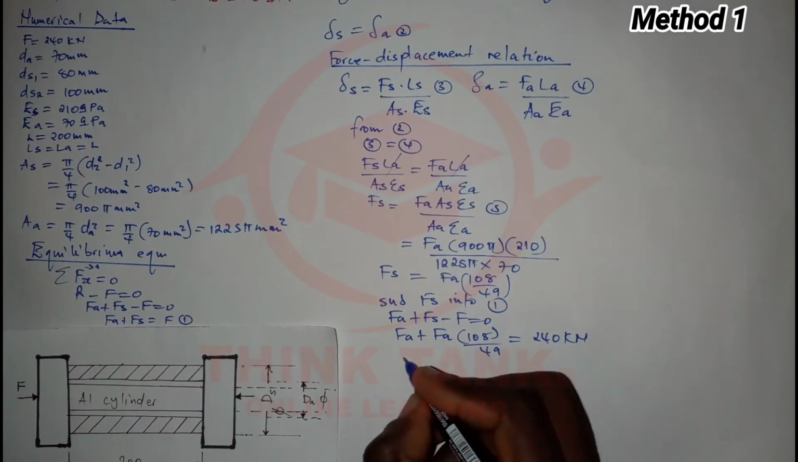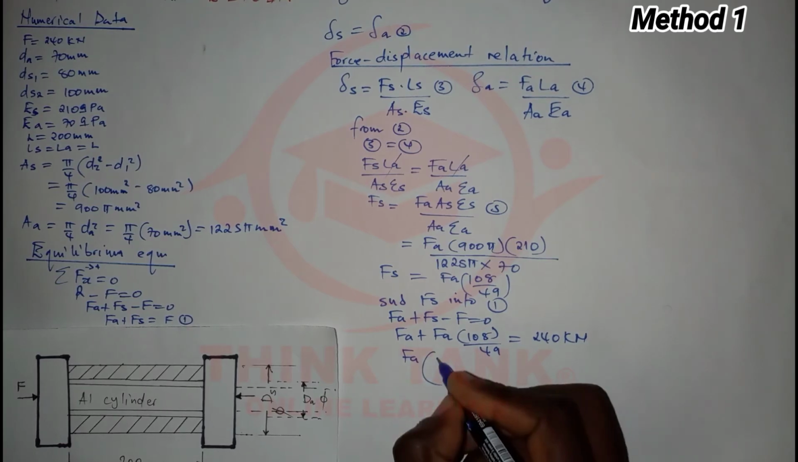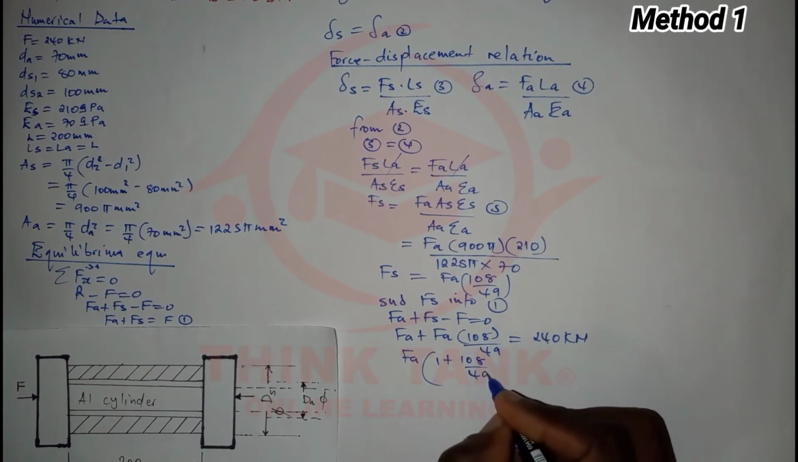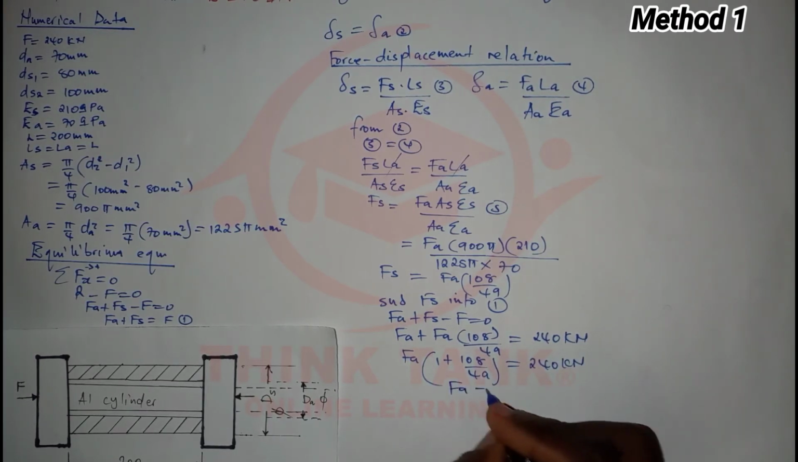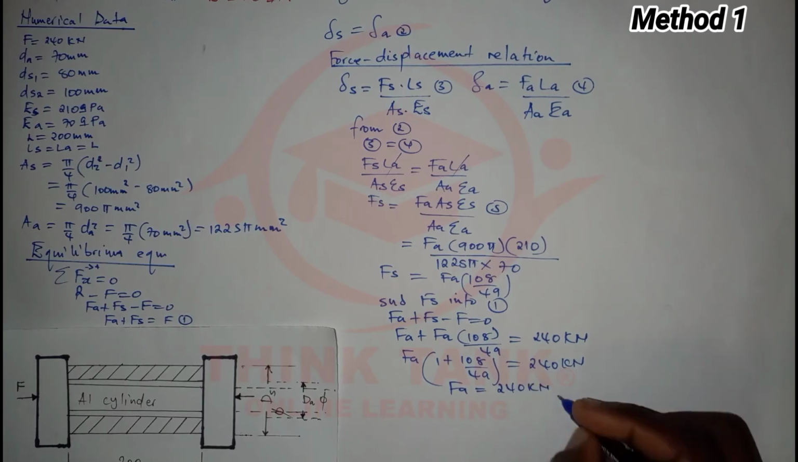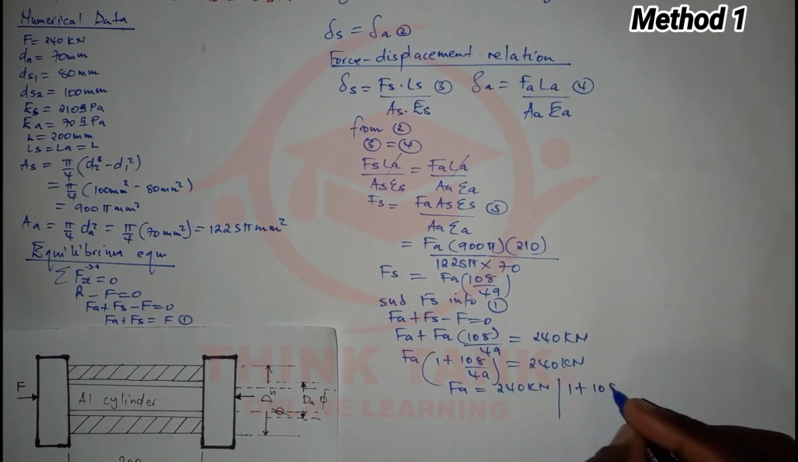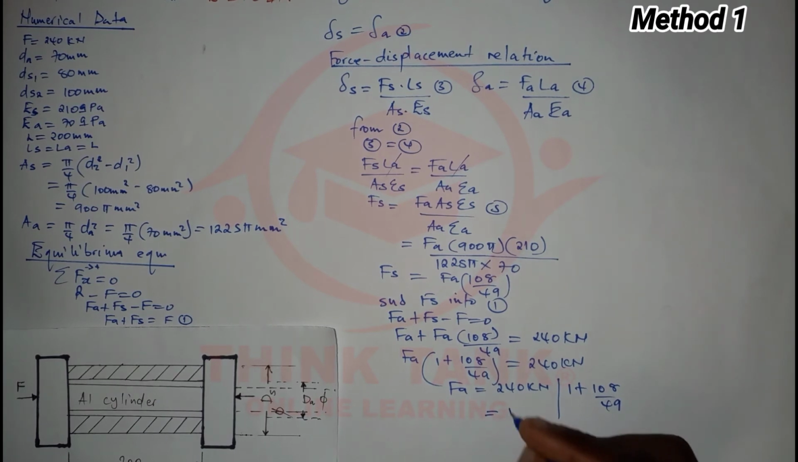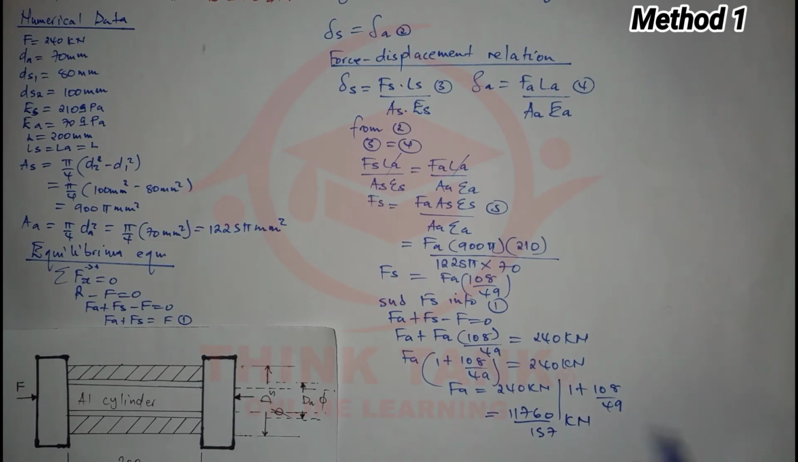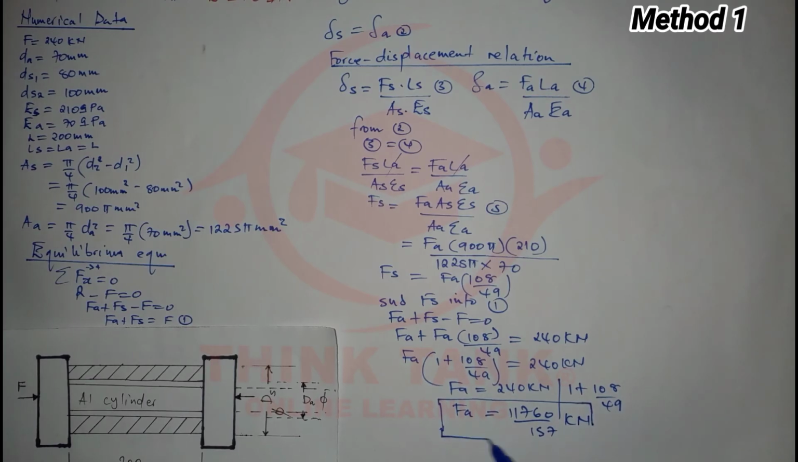We can factor out FA, so we're going to have FA times 1 plus 108 over 49, equal to 240 kilonewtons. So that means FA is going to be 240 kilonewtons divided by 1 plus 108 over 49. And if we do that, we're going to see that FA is going to be 11,760 over 157 kilonewtons. Okay, so I'm going to write it as a fraction. I won't leave it as a decimal in order to obtain some exact value.